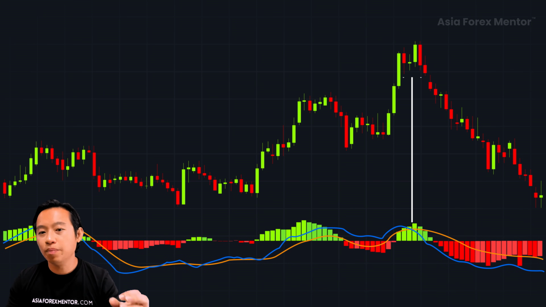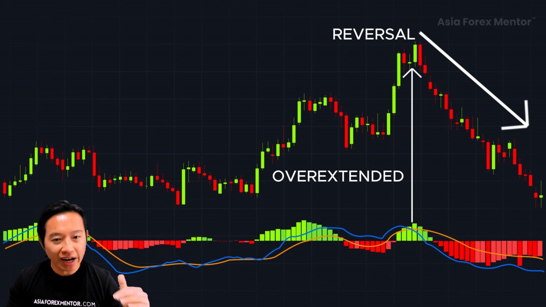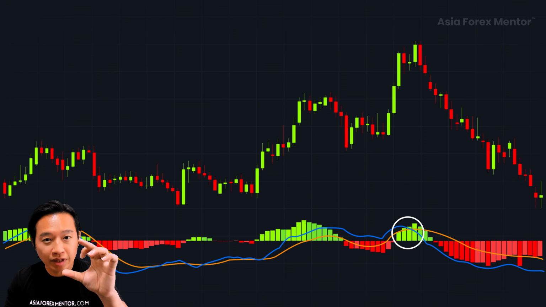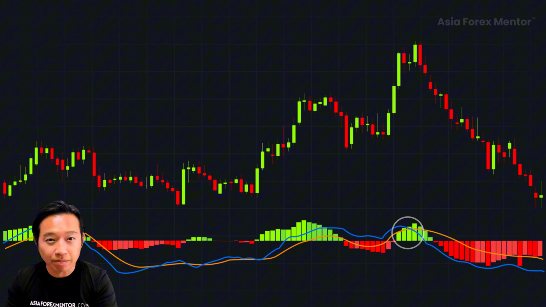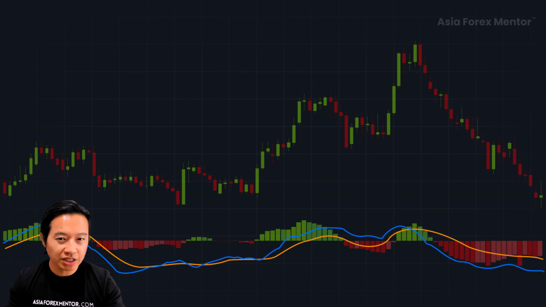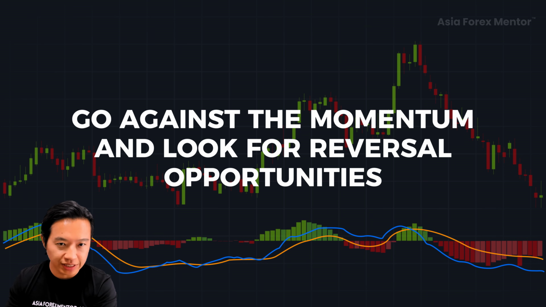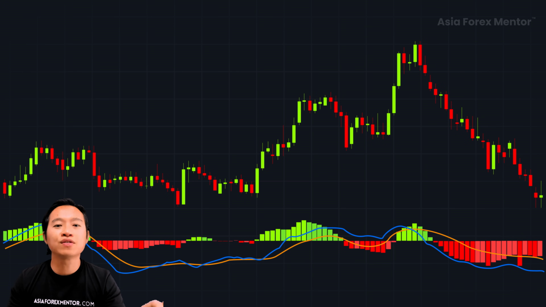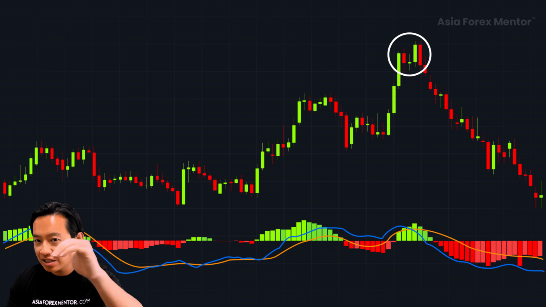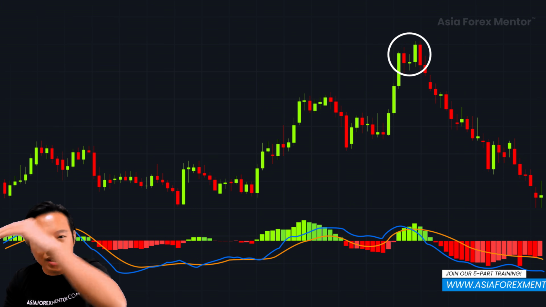So the market could be overextended and prime for a reversal rather than continuing in the same direction, even though the histogram is showing you a strong momentum. So a better approach in such a situation is to go against the momentum and look for reversal opportunities. This strategy involves watching for signs that the trend is losing steam. Can't go up anymore, it's kind of going sideways, losing steam a little bit.